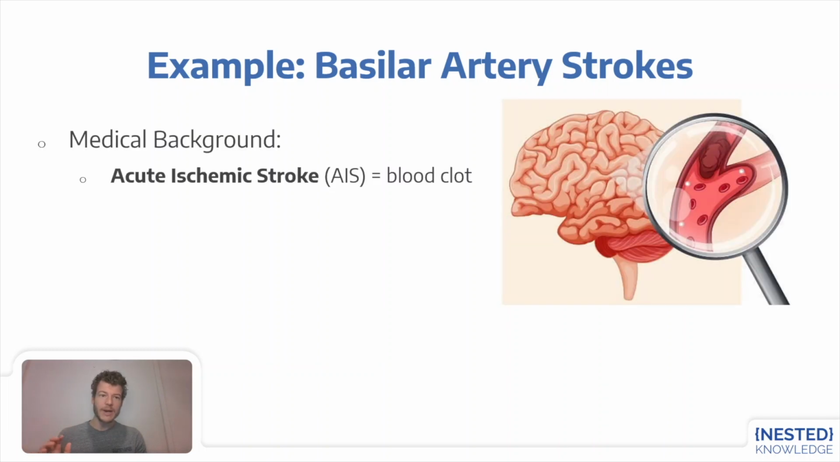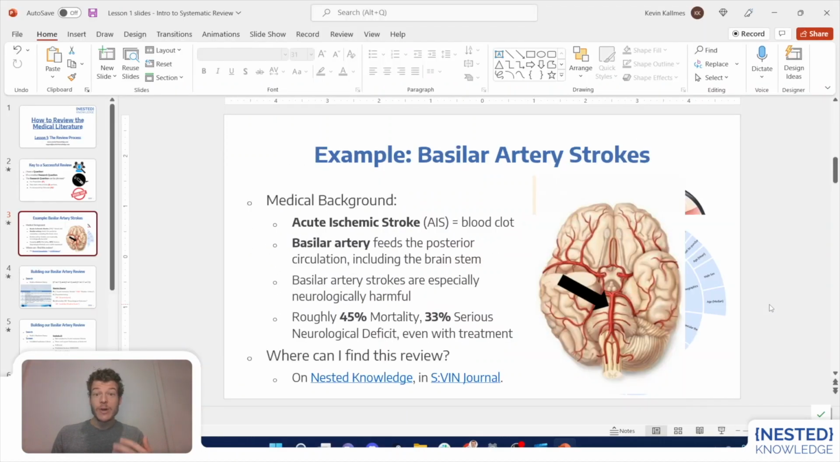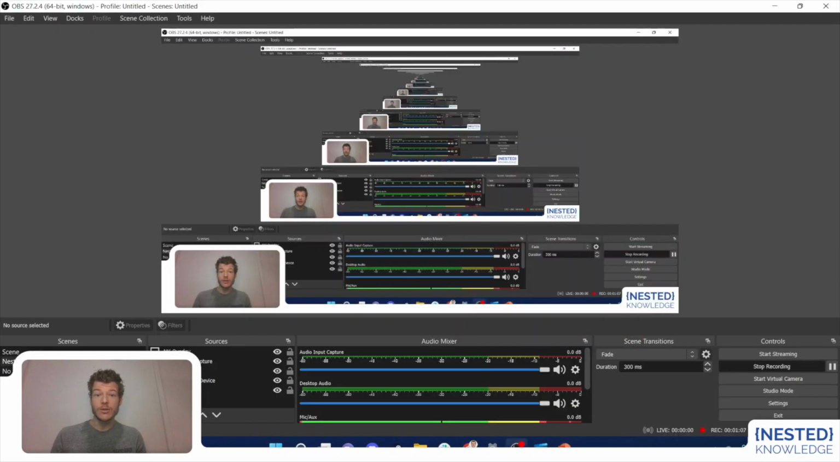And brief medical background, acute ischemic strokes are blood clots in the brain, and basilar artery is a very specific, extremely harmful location for a stroke to happen because it's the artery that feeds your brainstem. So if you have an acute ischemic stroke or blood clot in your basilar artery, it can be extremely harmful. And the two main treatments for this are an endovascular therapy called thrombectomy and a medical therapy called thrombolysis, or a clot-busting drug. With that background out of the way, let's jump into how we would start building a search on basilar artery stroke within Autolit.